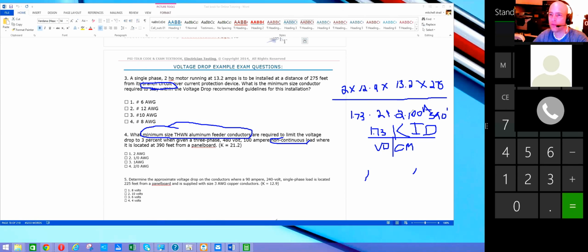So I'm looking at 1.73 times 21.2 for the aluminum makeup of that wire, times 100 amps, times the 390 feet. That's going to give me a number on the top that's a little less. It's 1,403,364.